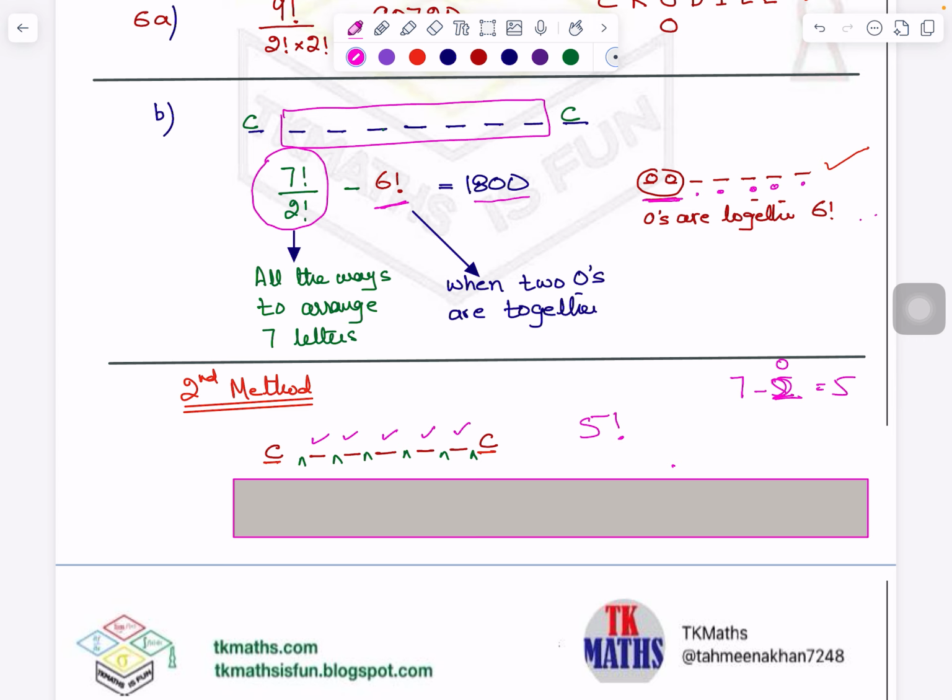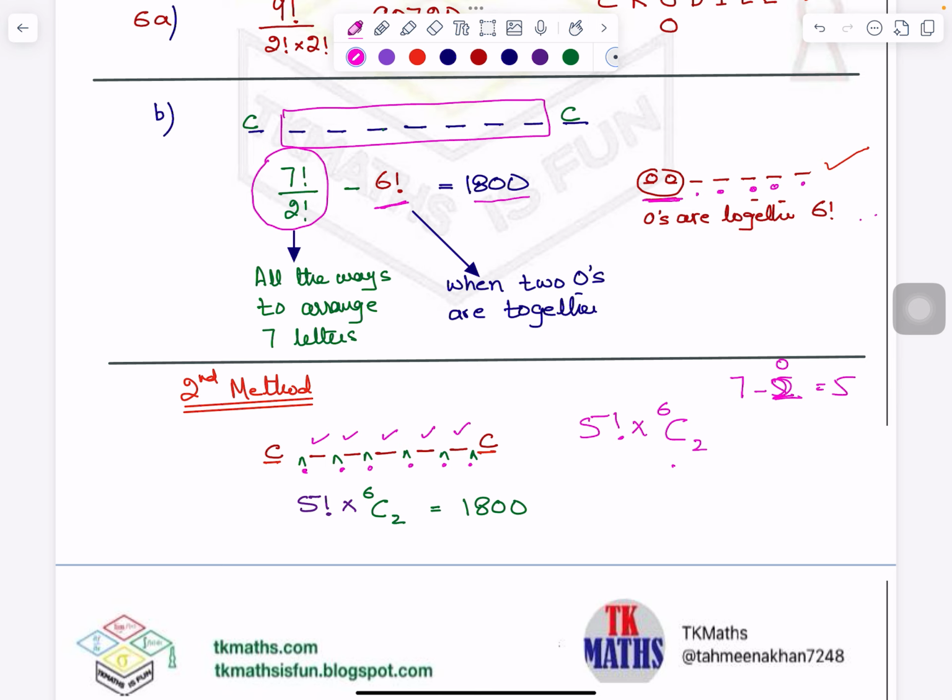But what will happen here? Multiply by O's which are not together; they will come on these spaces which I have marked in between the letters. Only then they will be separated. So for them, out of 6 positions, these are 6 positions, I can put them on any 2 positions. So this will give me all the cases when O's are not together. Right? So these are 2 ways you can use to separate the items.